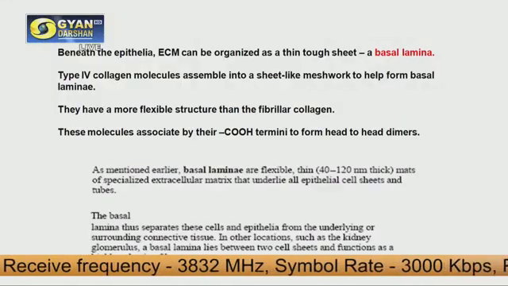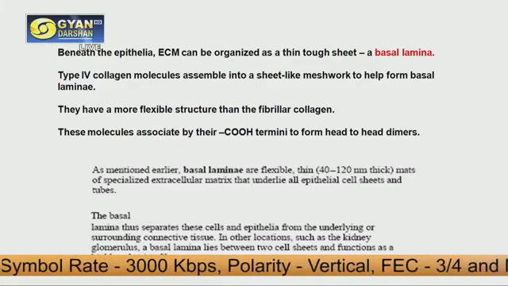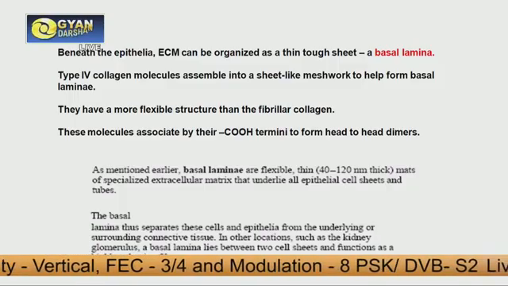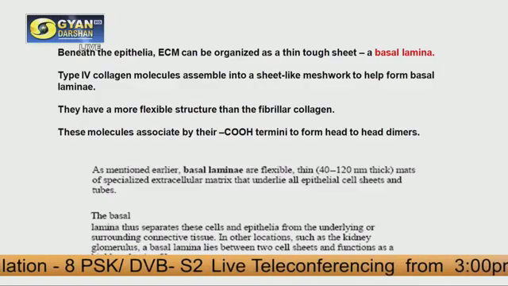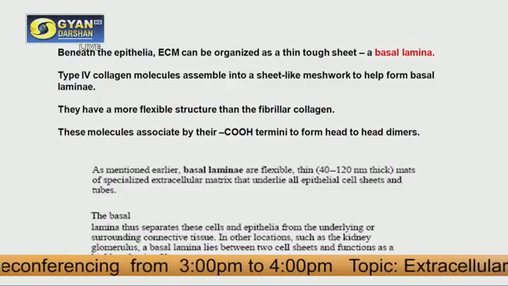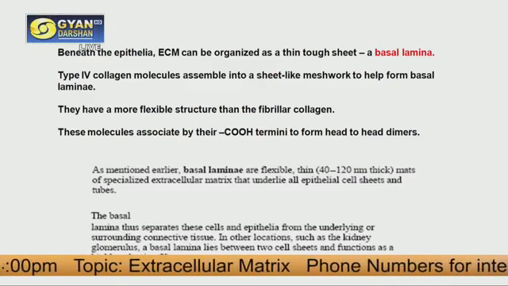Okay. So now we come to the fourth kind of protein, that is laminin. So fibronectin is over. Now laminin. Where is laminin present? Laminin is actually present in the basal lamina. What is basal lamina? Basal lamina is beneath the epithelial tissue. The extracellular matrix can be organized as a thin tough sheet which we call the basal lamina. And here we mostly find the type 4 collagen molecules. They assemble into a sheet-like meshwork to help form the basal lamina.